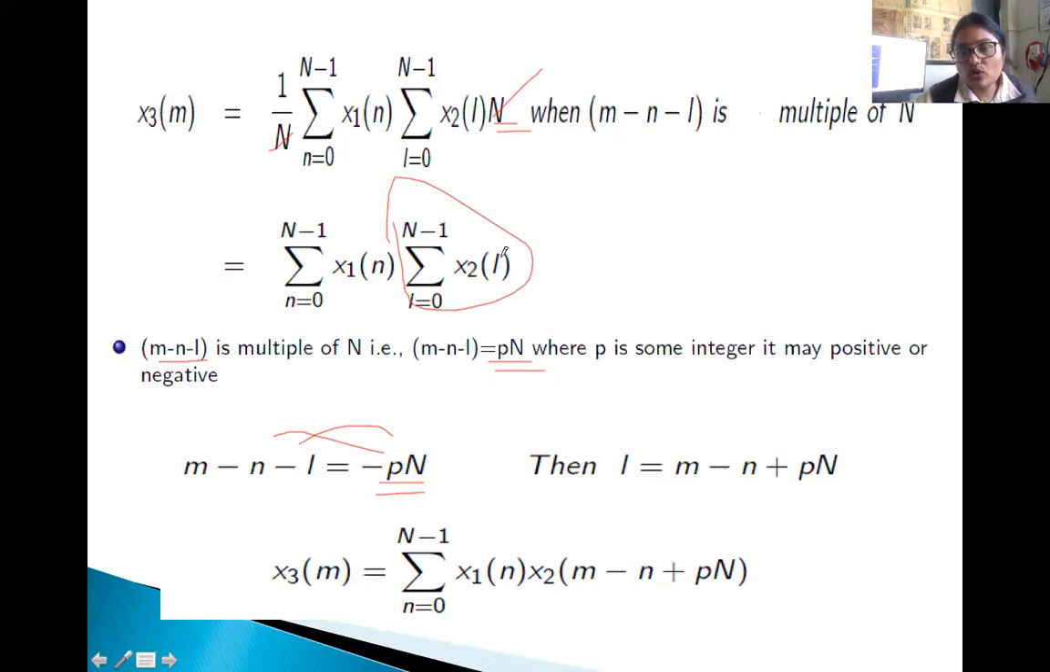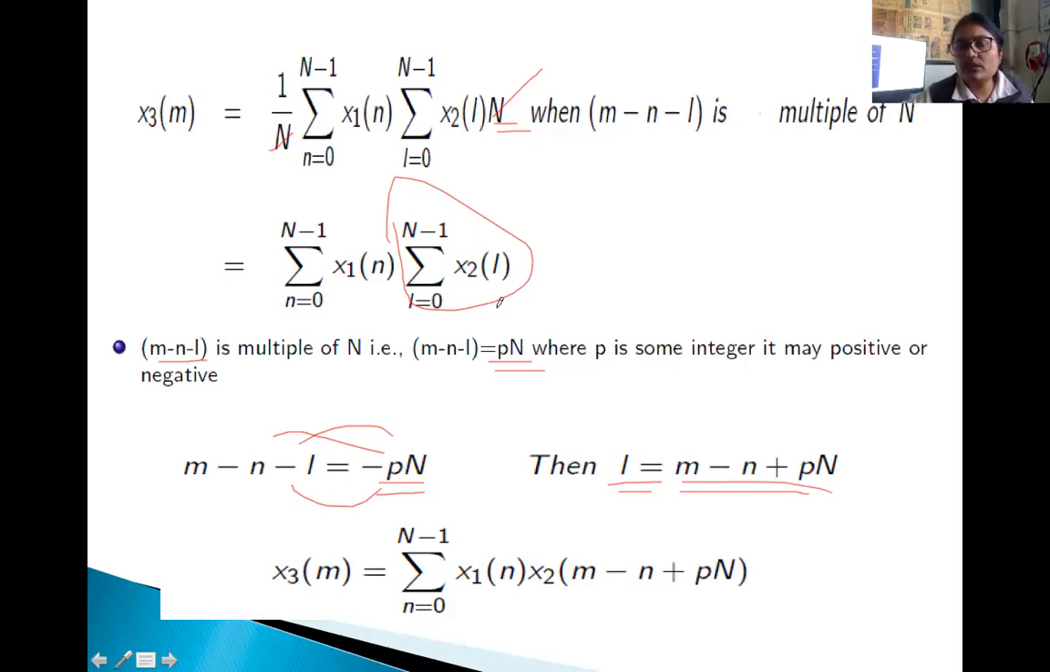Because we want to remove this l and put the equation back into only one variable, we have calculated the value of l. What is the value of l then? If we take this l to this side and this pn to the other side, this is going to be m minus n plus pn. We changed this side, and this l we have taken to the other side. So we get l is equal to m minus n plus pn. So we have written down the value of l here: m minus n plus pn.